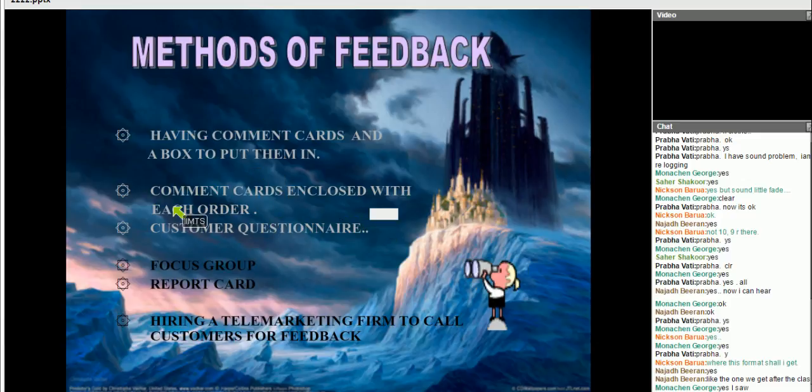Comment cards enclosed with each order, customer questionnaire, right, where they will give the scale from 1 to 10. Are you satisfied with the service? Rate it from 1 to 10. Are you satisfied with the quality of the service? Rate it from 1 to 10. Right? Focus group, report card, hiring a telemarketing firm to call customers for feedback.